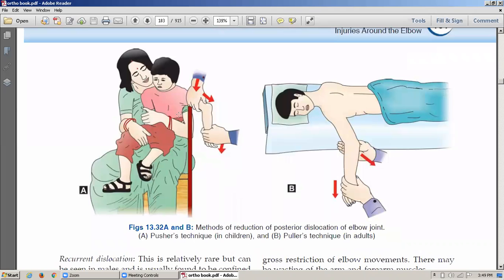So this is a method of closed reduction of the elbow joint by the pusher's technique in children. And this is in adults, that is the puller's technique.